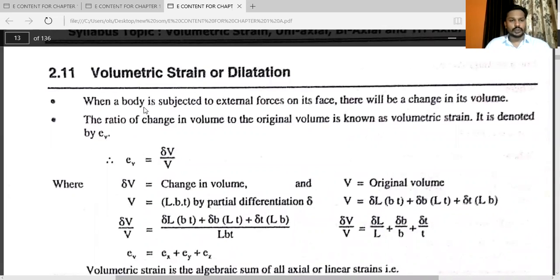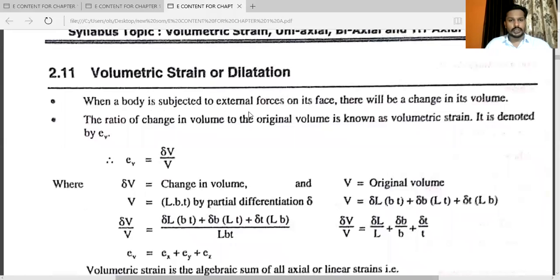Volumetric strain. When a body is subjected to external forces on its face, there will be a change in its volume. The ratio of change in volume to the original volume is known as volumetric strain. It is denoted by EV. So EV is equal to delta V upon V. Here delta V is change in volume and V is the original volume.